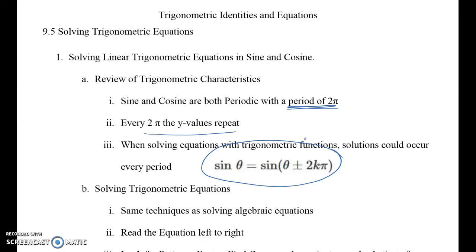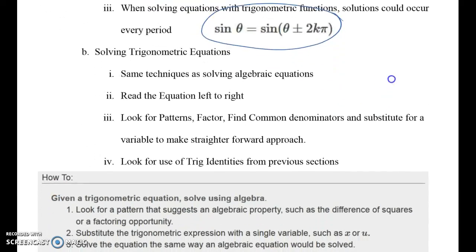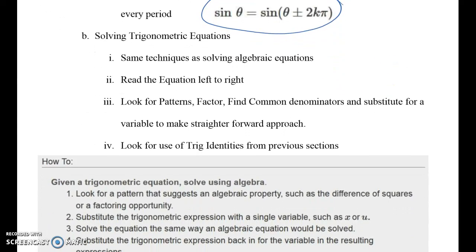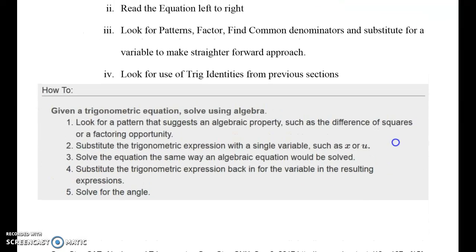So as we're solving some trig equations, some things to remember. We are going to be using some of the same techniques as solving algebraic equations. So we're taking a break from proving identities and getting our left to look like our right, and we're going to be solving some things out. So remember that you read equations left to right. You want to look for patterns, factor, find common denominators, substitute for a variable to make a very straightforward approach. And look for any trig identities from the previous sections that could be beneficial for you as you work through this.